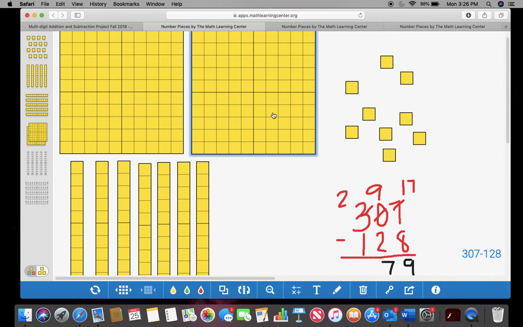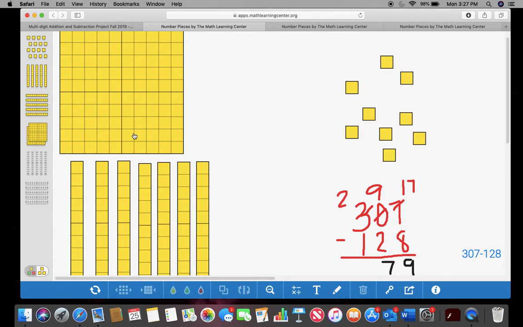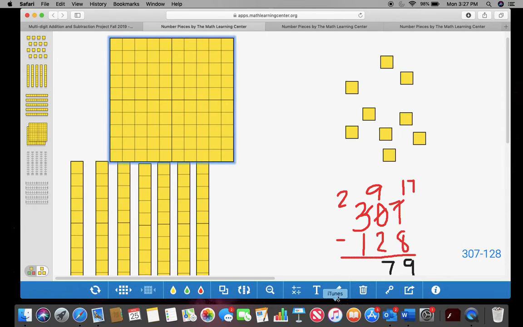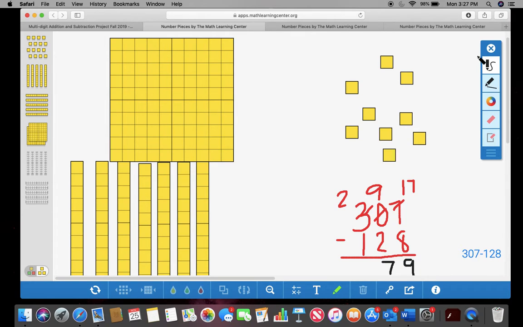So we're going to go up here and click on this, and we are going to remove it. And now that leaves us with only 1 flat. And so now we will go back down to our problem and write 1. And that leaves you with your total answer of 179. And this is the second grade strategy that they would use for this.